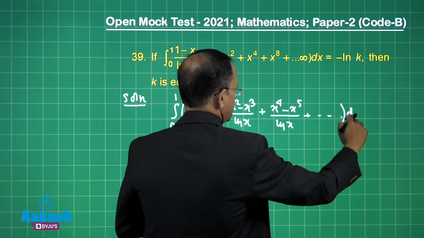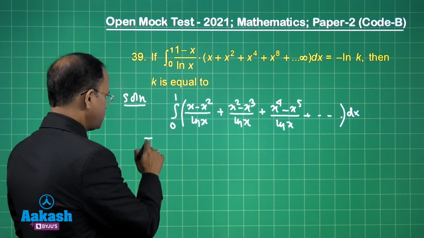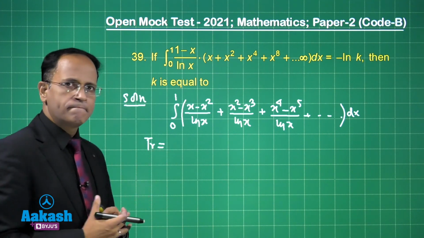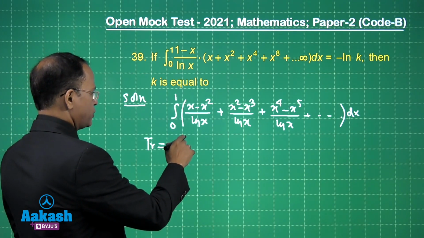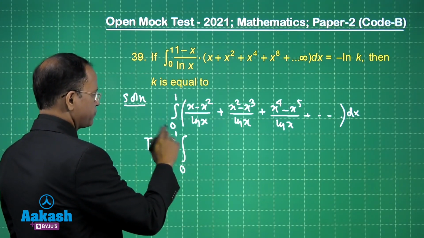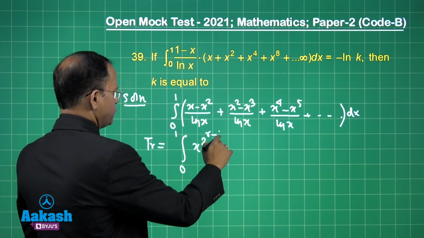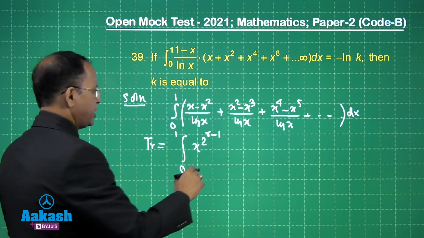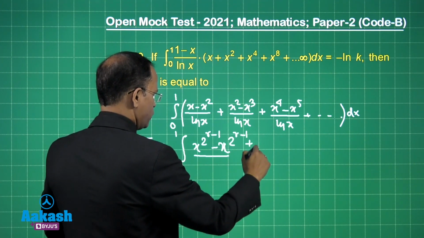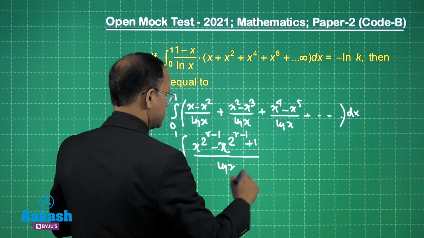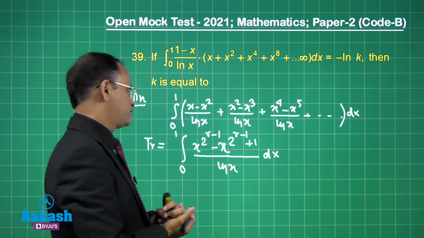Now let me find the general term of this. I've just multiplied the things and I got this. So how to get the general term? So this is basically TR, the general term, TR, right? So this is what we have. We have 0 to 1, and we have to bring it in this form, that is x raised to the power 2 raised to the power r minus 1, then we have minus x raised to the power 2 raised to the power r minus 1 plus 1, divided by ln x, and this is dx we have, right?